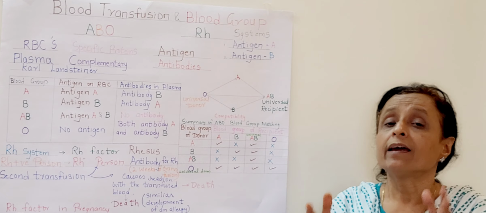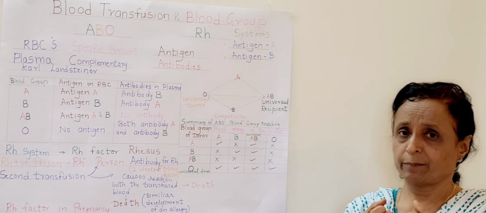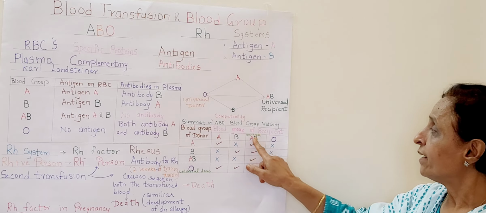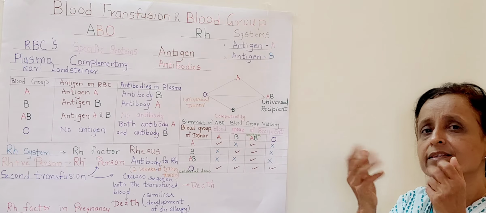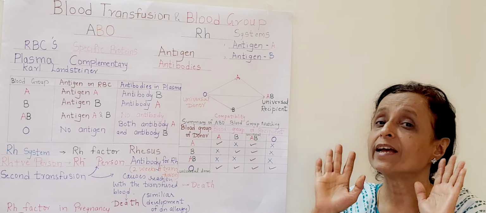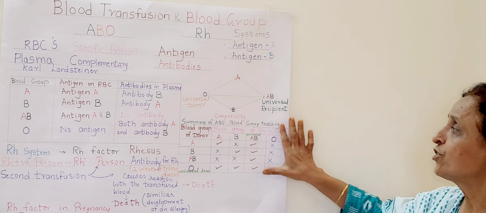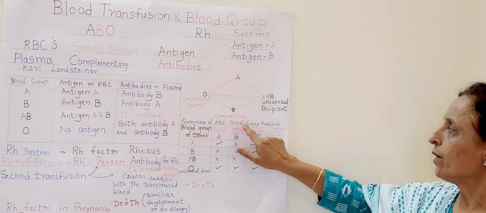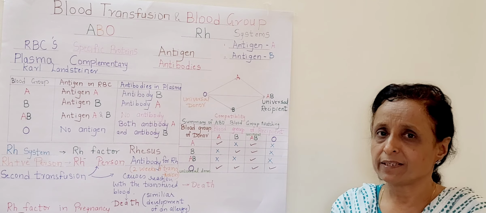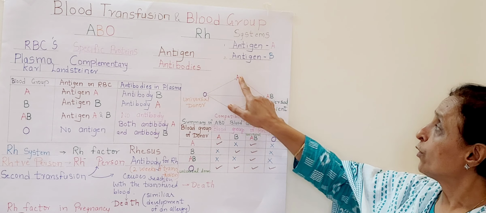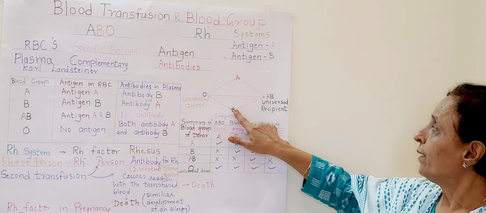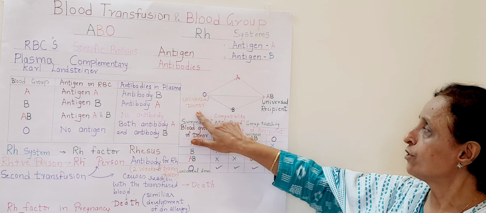So O is the universal donor and AB is the universal acceptor. As recipient, AB can receive from all the groups, and O cannot receive from any group except O. So this is the chart. This is the summary of ABO blood group matching, to see the compatibility of the blood groups.